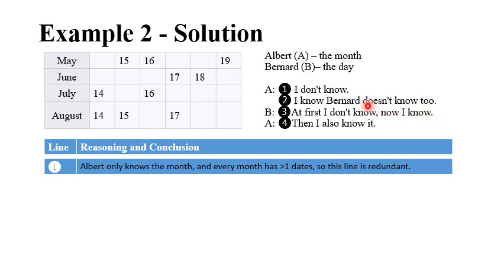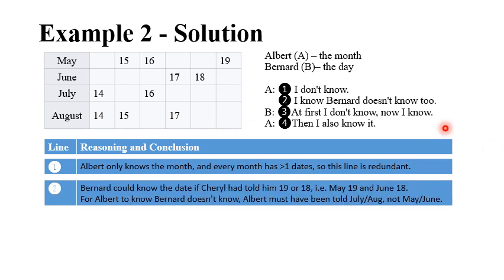Which means Albert is having the month of July or August. He's not holding on May or June. That's why he can be so sure that even if Bernard is having 18 or 19, he does not know Cheryl's birthday.